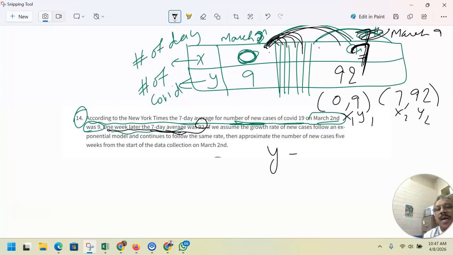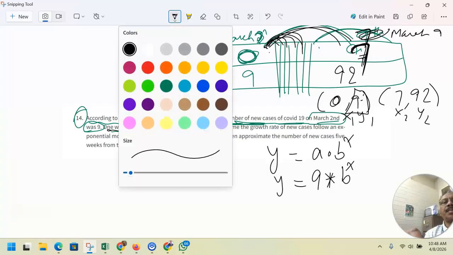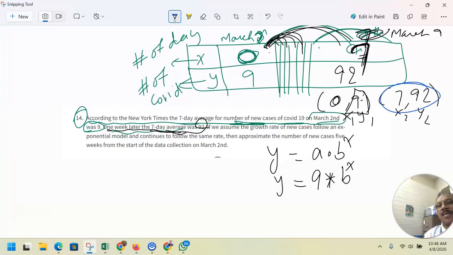So the equation is y equals a times b raised to x. Because this is 0, this itself is easy. So the equation is y is 9 times b raised to x. Now you plug in the second one, that is, this is x, this is y. 92 equals a is 9 times b, we don't know, and this is after 7 days, right?